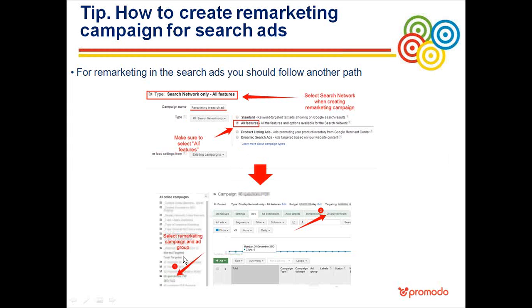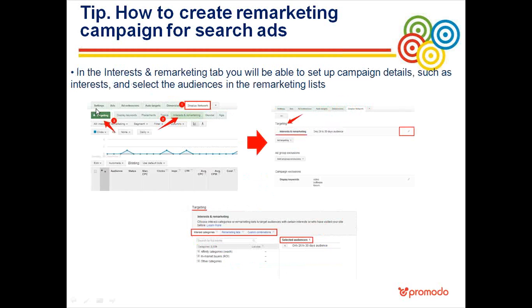You add a group, and after you have done this, you find it on the list on the left panel, and having opened it, you navigate to the Display Network tab. In this tab, you will be able to see this button and this tab, Interest and Remarketing. So by clicking Add Targeting, you will be able to specify the interest of your audience, or even to select the remarketing lists.